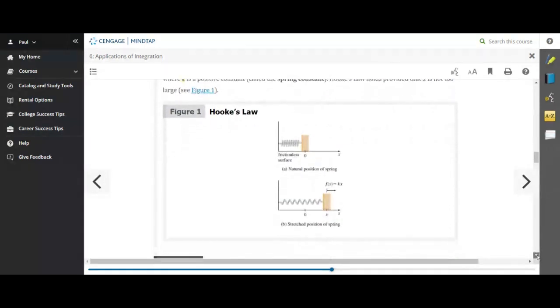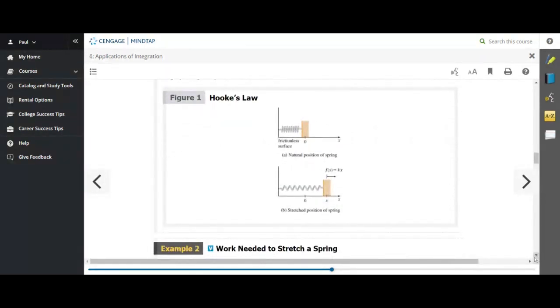And then in the figure here, here's Hooke's law. You have the natural position of a spring where the spring's neither stretched nor contracted. And then when you stretch the spring, the force is equal to K times X. The more X is, the greater the force is needed to stretch the spring.